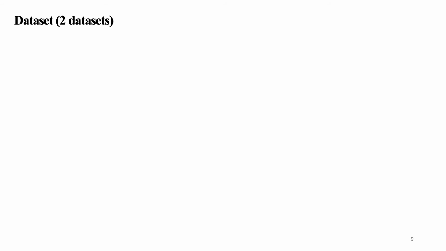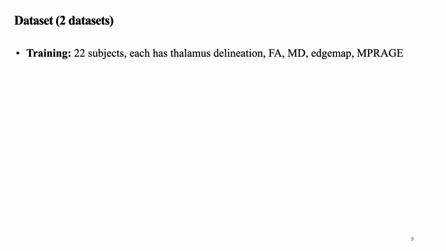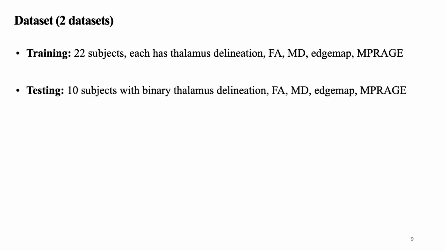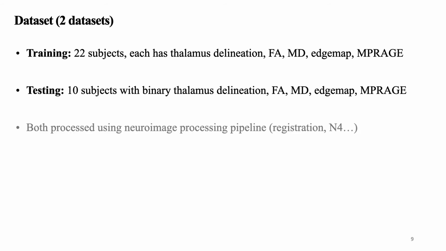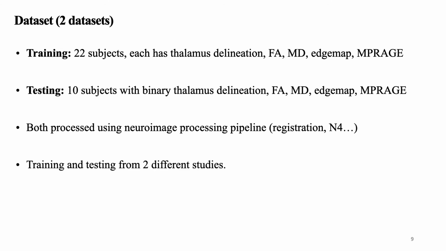In this study, we have two data sets. One is used for training. This one has 22 subjects. Each of them has the manual delineation, the FA image, MD image, edge map, and MP-RAGE. For the testing, we have 10 subjects. They also come with the delineation, FA, MD, edge map, and MP-RAGE. Both sets of images are processed using the standard neuroimage processing pipeline, such as registration and bias correction. Again, the training and testing are from two different studies.